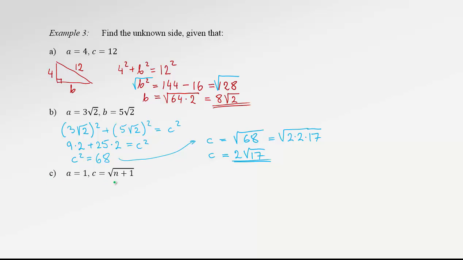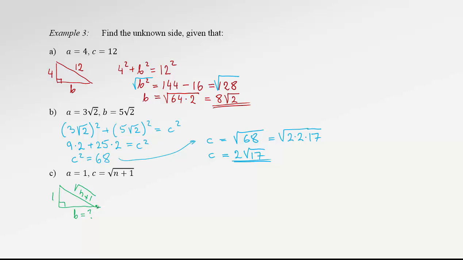Let's see the next example. Well, this time the C value is not a specific number, it's just an expression. Let's draw a diagram to picture the situation. Here's our right-angled triangle. The A side is given as 1, the B we don't know, right? And C is given as an expression, root of n plus 1.